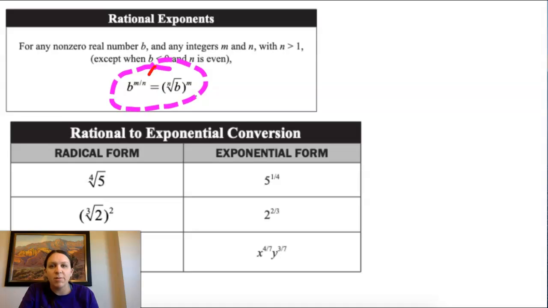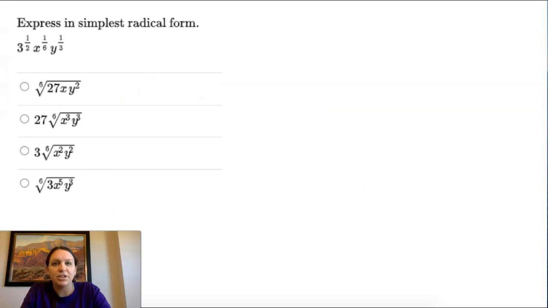That the denominator is the index, and the numerator is the exponent. So we're going to do a couple examples. I took this question from a self-check, so you'll probably have a similar one, maybe the exact one if you're lucky. And we're going to rewrite this in exponent form into radical form, where we have a root.